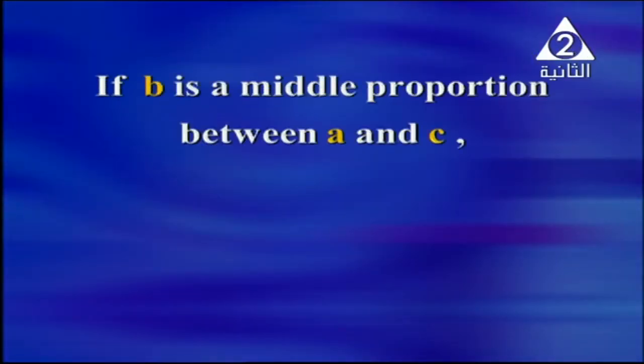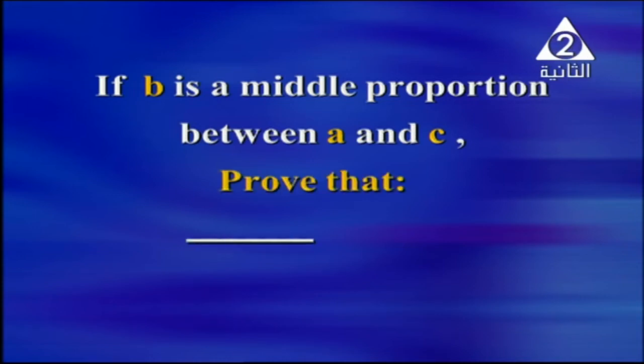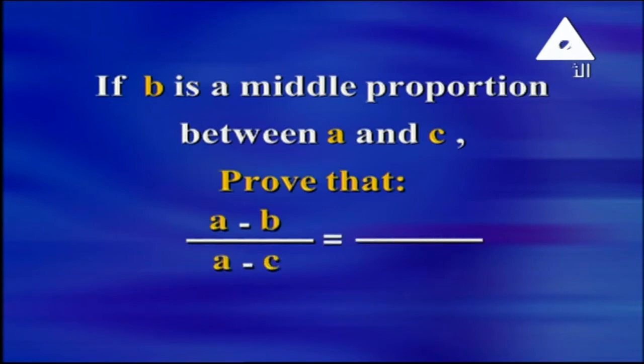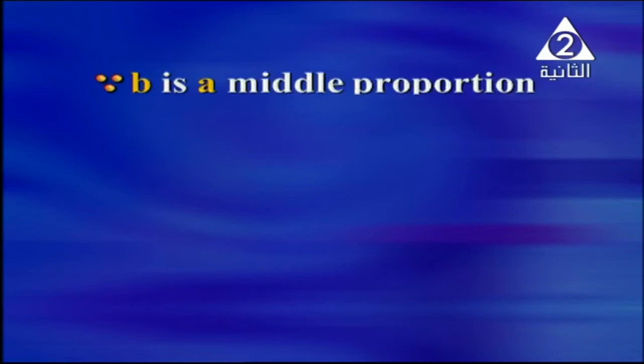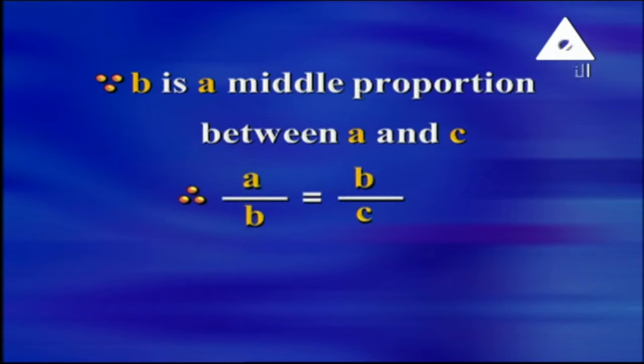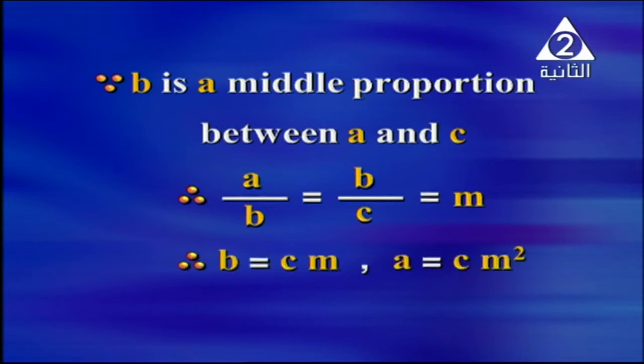If B is the middle proportion between A and C, prove that A minus B over A minus C equals B over B plus C. First of all, as B is the middle proportion between A and C, we can say that A over B equals B over C, which is equal to a constant m. By making cross multiplication, you are going to find that B equals Cm and A equals Cm to the power of 2.